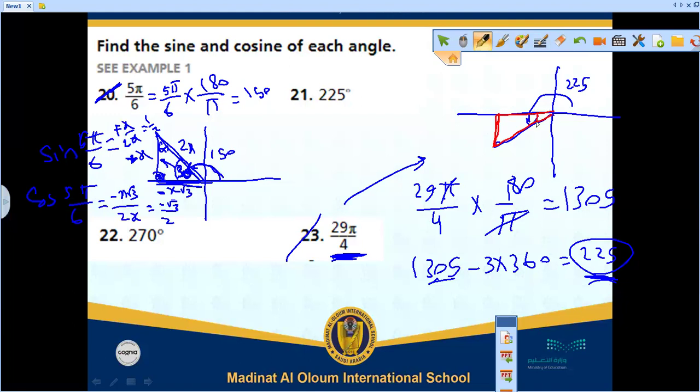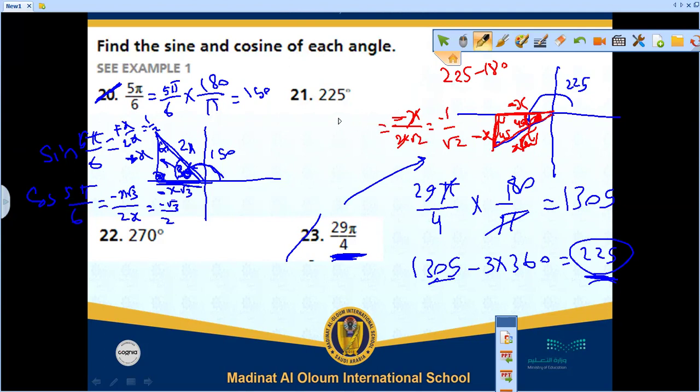This one, 225. I need this angle. How can I get it? I need this reference angle. 225 minus 180 makes what? 45. Means this angle 45, and this angle 45, this angle 90. This one negative x, this one x, this one x radical 2. I need sine, opposite over hypotenuse. This one is negative also, because I go left negative, I go down negative. Negative x over x radical 2. Cancel x with x, negative 1 over radical 2.